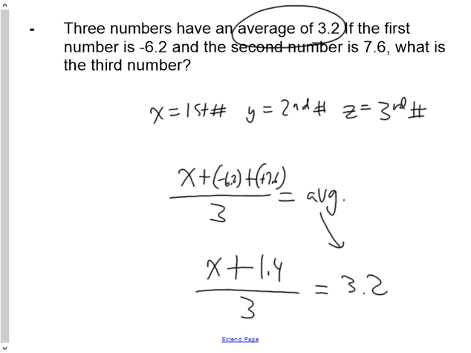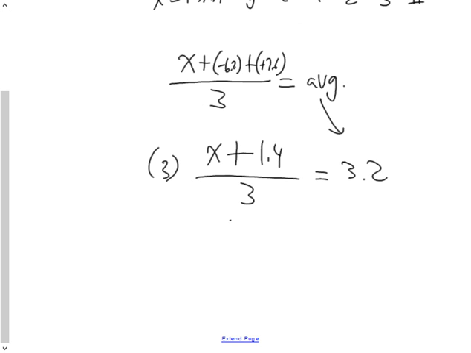So the first number, the second number, and the third number, added together and divided by 3 will equal the average. And since the first two numbers add up to be 1.4, that's negative 6.2 and 7.6, this is our equation. So we're going to solve it by multiplying both sides by 3 to start.